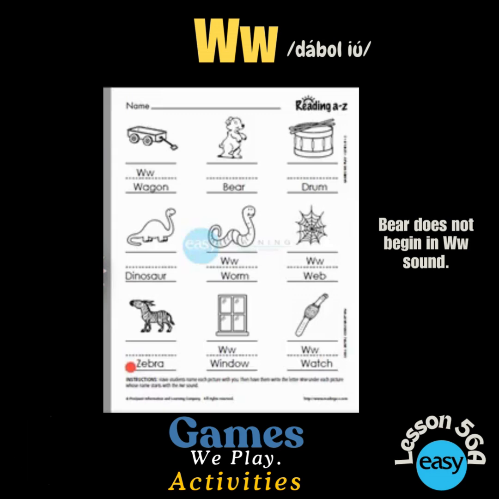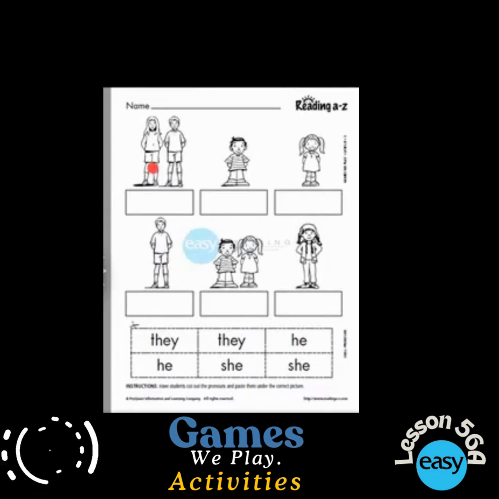Is that okay? Now let's turn to the next activity. This is activity 3. You can see 6 words. They, he, she.